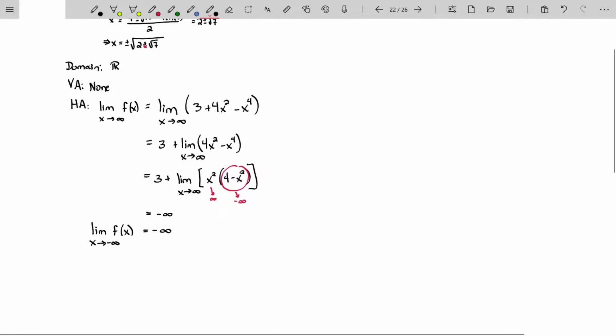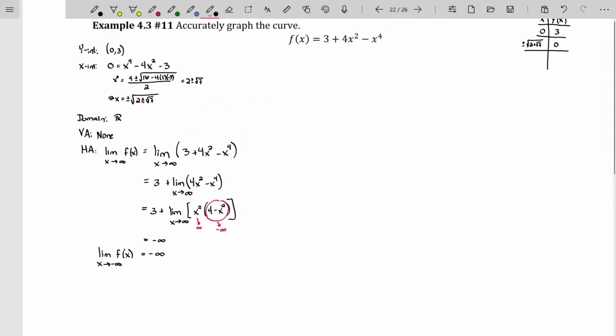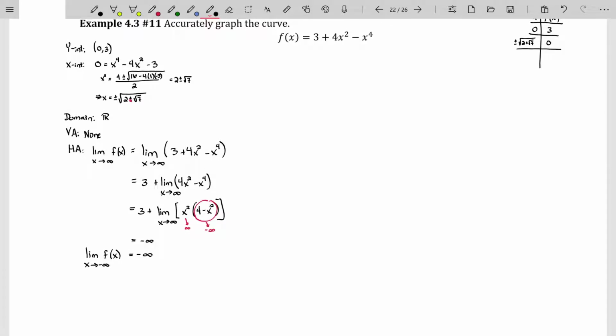This just gives us the end behavior of our graph. So let's see. I've found my intercepts. I've found the domain. I found out there's no vertical asymptotes. There are no horizontal asymptotes, but I still found the end behavior of the function because that's going to be useful. Now I'm going to go ahead and start stepping into calculus.